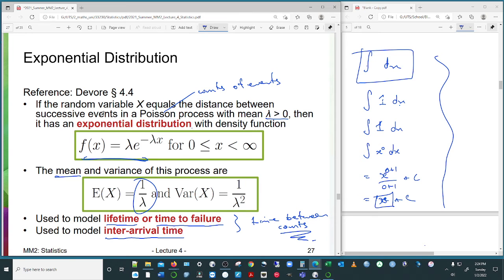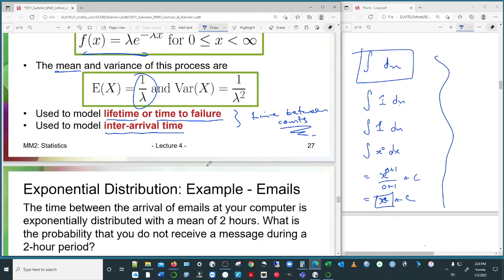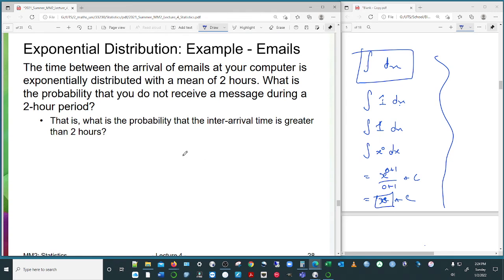Alright, so let's have a look at an example of an exponential distribution. The time between arrival of emails at your computer is exponentially distributed with a mean of 2. What's the probability that you do not receive a message during a 2-hour period? So the first thing we're told about the exponential definition is that the expectation, or mean, is 2. Lambda, for the purposes of this, however, is the inverse of that. I said the word inverse, but I would have preferred to use the word reciprocal. So it's 1 over 2, which is 0.5, because they're not the same.